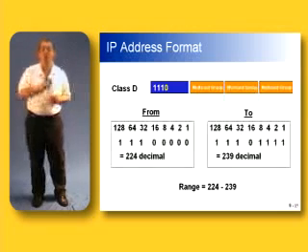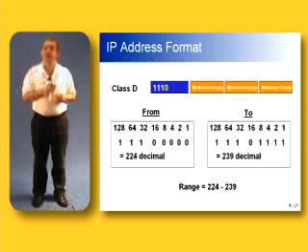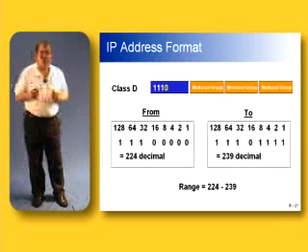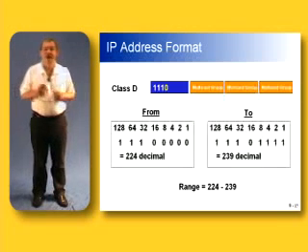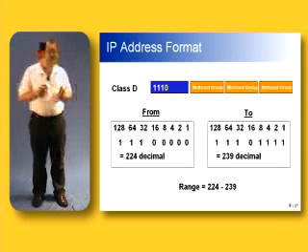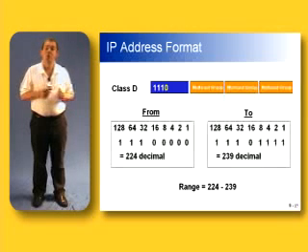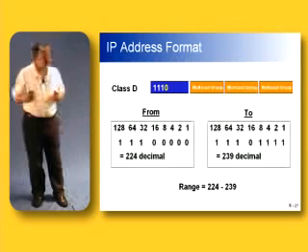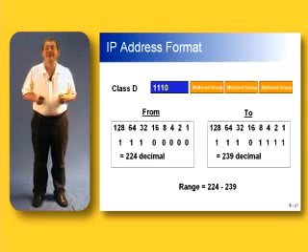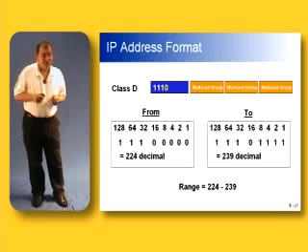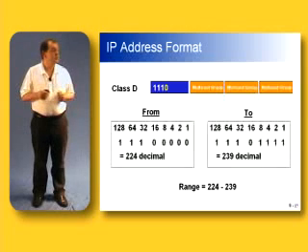Just one more, we'll do a Class D address. Class D address, the first 3 bits are set to 1 and the 4th bit is set to 0. So that gives us a possible range of 1110 followed by 4 zeros, all the way up to 1110 followed by 4 ones. And if we convert those into decimal, you can see that the possible ranges of Class D addresses, multicast addresses, are from 224 up to 239.